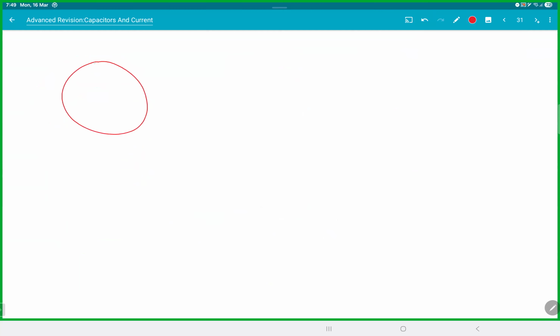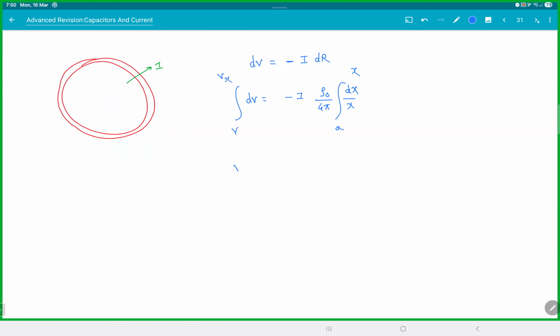So when you take this thin shell, the current flowing is I. So I will say dV, the potential difference across the thin shell, is equal to minus I into dr. Why minus? Because the potential difference drops. So dV, current I is constant, and this will be rho naught x by 4 pi dx by x. Integrate. The limits will go from a to x. Here the voltage is V, and this will be V of x. So V of x minus V is equal to minus I rho naught by 4 pi ln x by a. That's your voltage as a function of x. I's value, you can take it and substitute here. Clear with this?